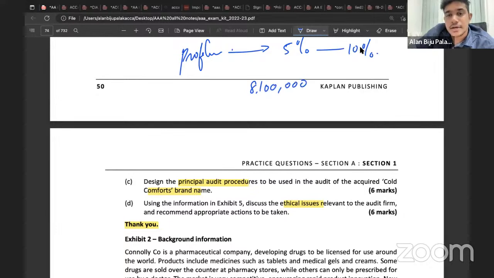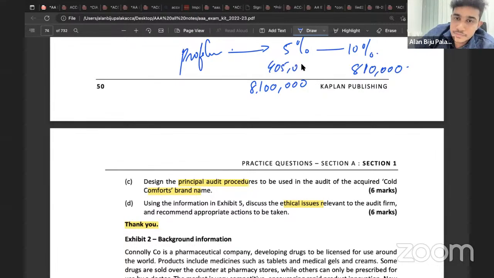So what do we need to do with regard to this? We need to take 10% of it, right? 10% of 8.1 million comes to 810,000. Yeah. And what will be the half percentage of it?